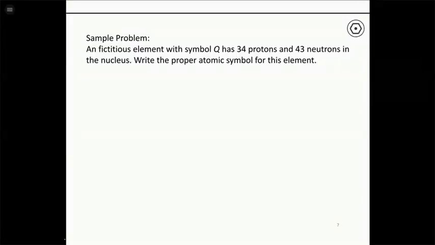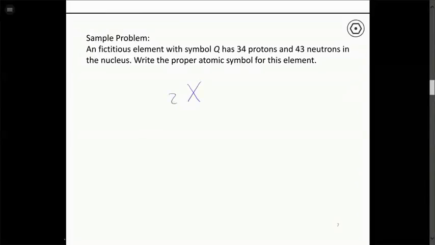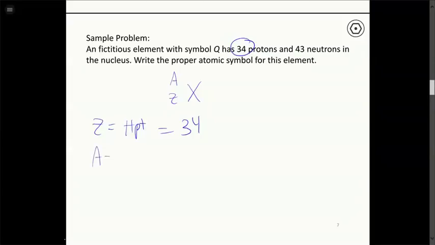So here we're just working backwards from what we did before. The atomic symbol is, again, in general form, the symbol in the middle, the Z, which is the atomic number, at the bottom, and the mass number at top. Z is the number of protons, and we're told in this example that there are 34 protons, so that's the number we put down there. And then the mass number we're not directly given, but it's just a sum of two numbers. Hopefully we can all add. It's the number of protons plus the number of neutrons. 34 plus 43 is the number of neutrons, and we have a 77.